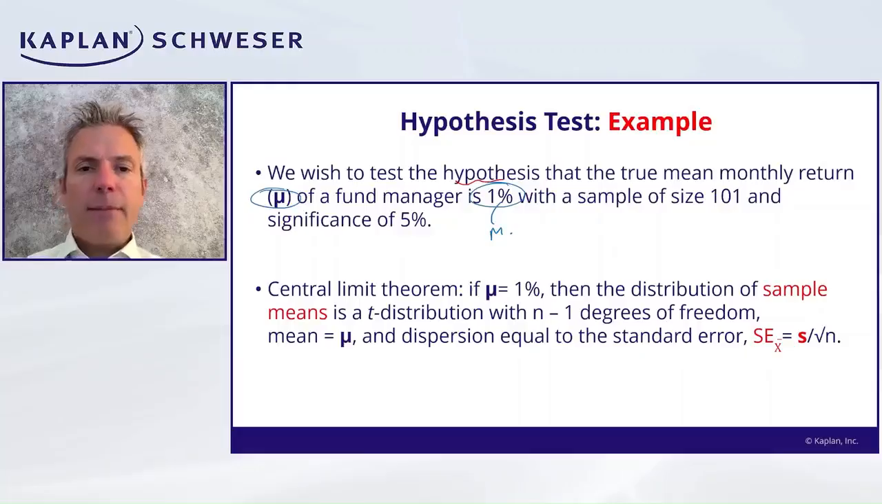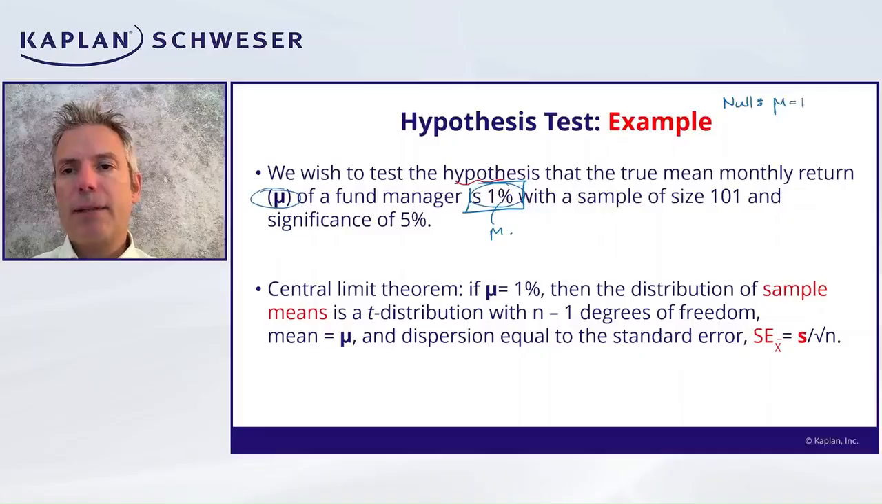The strong statement about where the parameter is, in this case mu, is referred to as the null hypothesis. So the null here is that the true mean is 1%. There is always an alternative hypothesis, which is the opposite of the null. The alternative would be that mu is not 1%. Incidentally, in the text, we often give this value that's being hypothesized the letter m naught or mu naught.